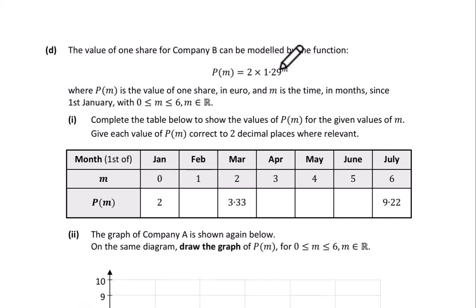Put 1 in here instead of M. Put 2 in instead of M. Put 3 in instead of M, and so on. And just do it on your calculator and write the values in here. So the values that I got are 2.58 for 1.